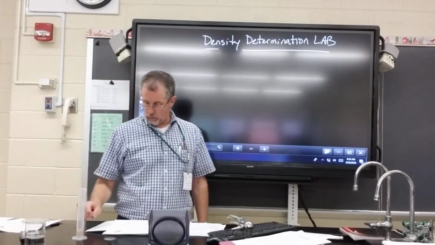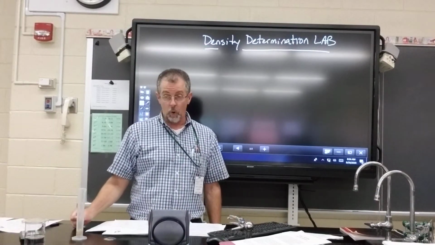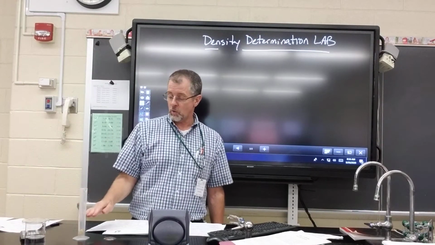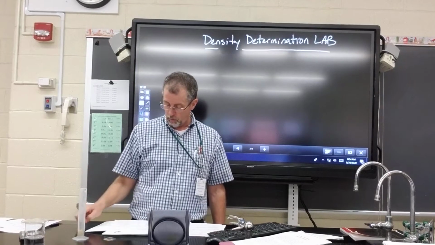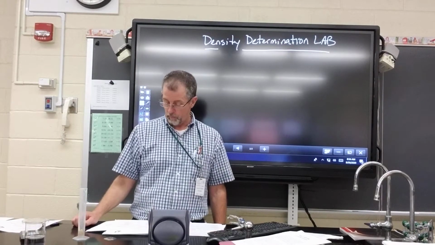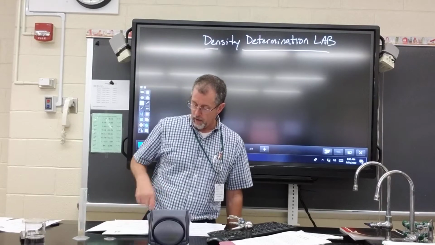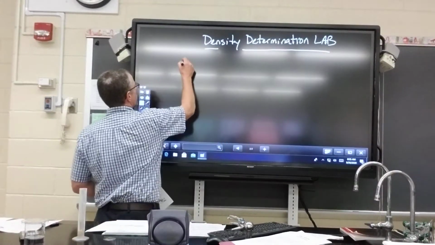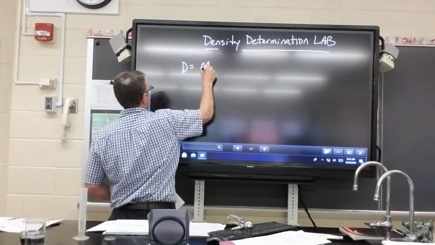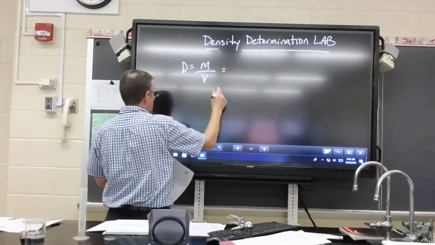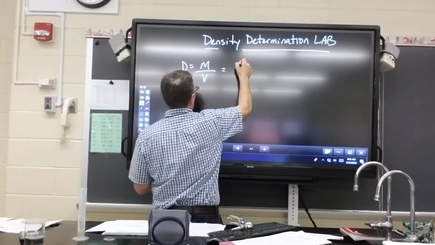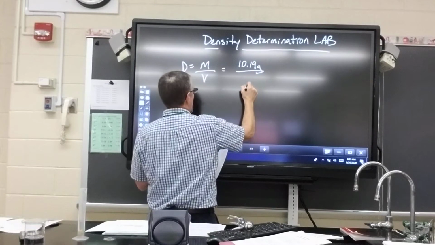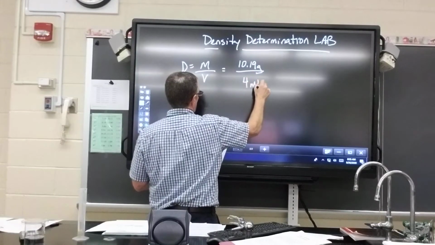So the volume of the liquid is now reading 24. So we started at 20, and now it says 24. So therefore, the volume of the rock was 4. So now I would simply calculate the density of this. So remember, density equals mass over volume. And in this case, for the mass, we had 10.19 grams, and we had 4 milliliters.